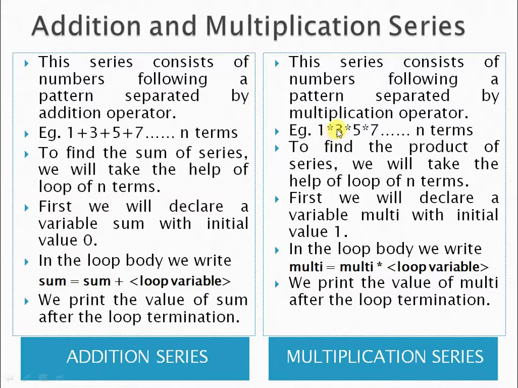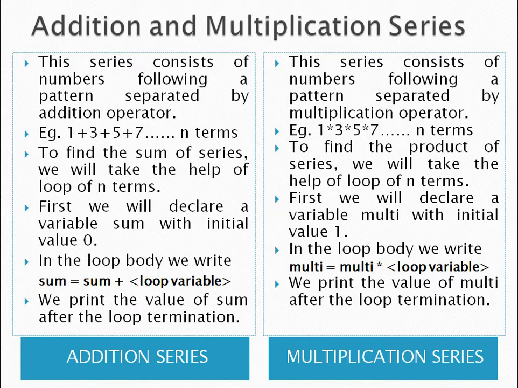Then it will be multiplied by 3, it will give value 3. Then it will be multiplied by 5, giving value 15. Then 15 will be multiplied by 7, and so on. And when we follow this process up to n terms, we will get the product of this series, and we will print the value of that product at the end of the loop. So this is how we add or get the product of a series.